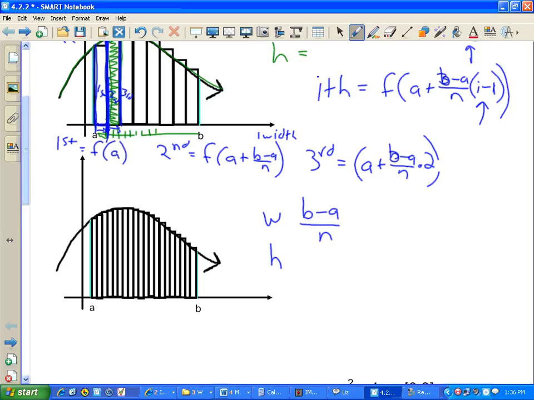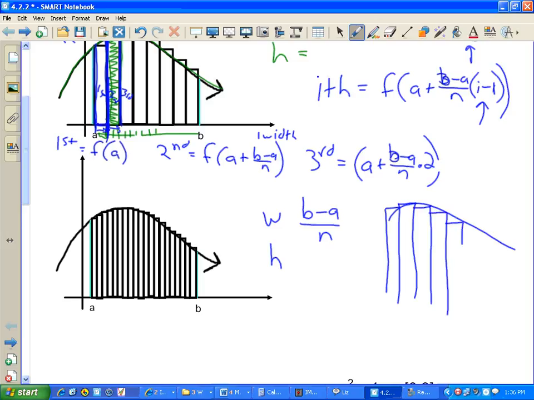My height now, let's say these are still left endpoints, but here's my curve, and now I'm doing right endpoints. So for my first rectangle, I'm going to use the right side of it to determine how tall it is. The right side. Okay, so these are right endpoint rectangles.